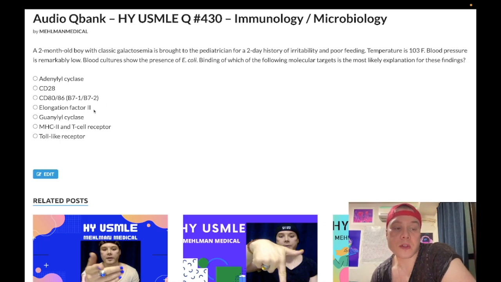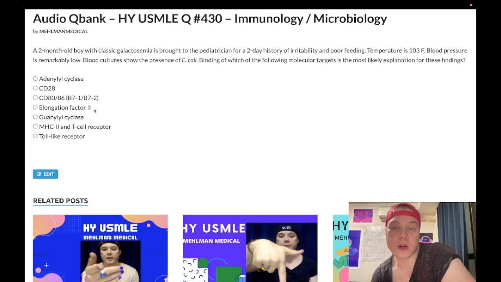Elongation factor 2, wrong answer. So this is Pseudomonas toxin as well as diphtheria toxin. Elongation factor 2 is necessary for translation, synthesis of protein from mRNA. So they might just give you gray pseudomembrane in the oropharynx in a kid. That's diphtheria, very buzzy. And they'll just ask what the toxin does. The answer is inhibits translation or inhibits elongation factor 2.